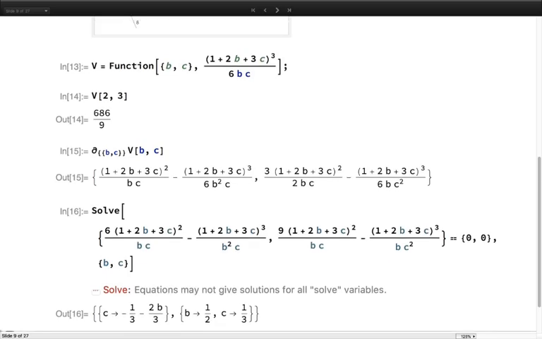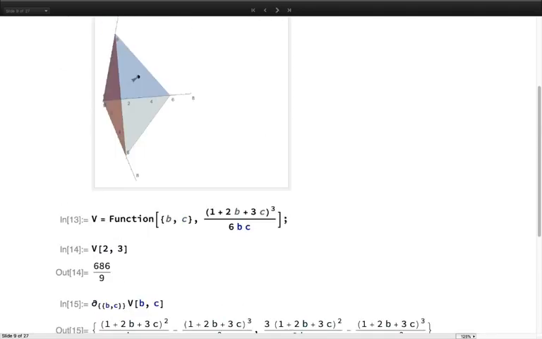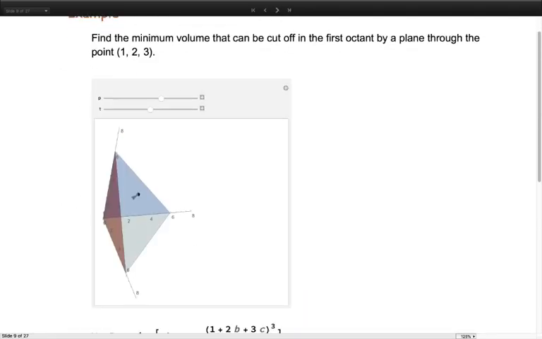So we just want the gradient still to be 0. But in our final answer, which is what is the minimum volume here, I'll execute that: 27. That's a bit more familiar. And there you have it. The minimal volume you can cut off with a plane through the point (1, 2, 3) is good old 27.